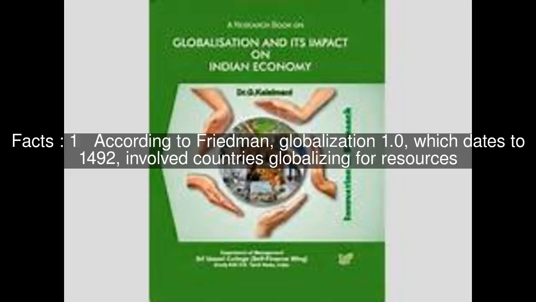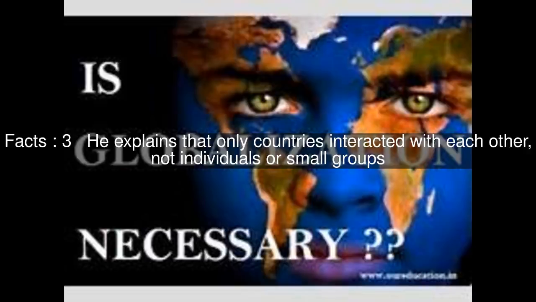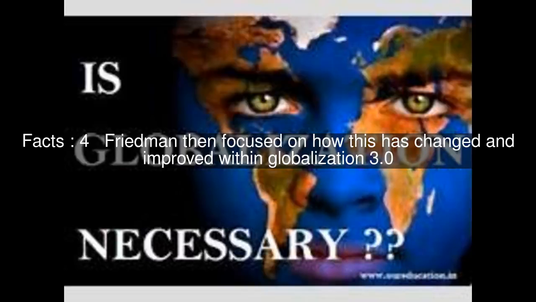According to Friedman, Globalization 1.0, which dates to 1492, involved countries globalizing for resources. In 3.0, the current stage, companies are seeking to globalize down to small groups of people, or even individuals. He explains that only countries interacted with each other, not individuals or small groups. Friedman then focused on how this has changed and improved within Globalization 3.0.